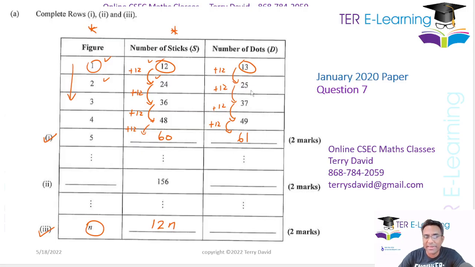Now, if we look at the number of dots, we need to find a relationship between figure number and number of dots. If you look at figure 1, you go from figure 1 and you get 13 dots.